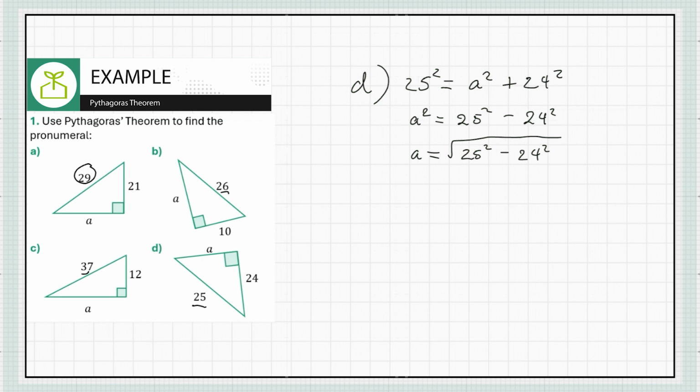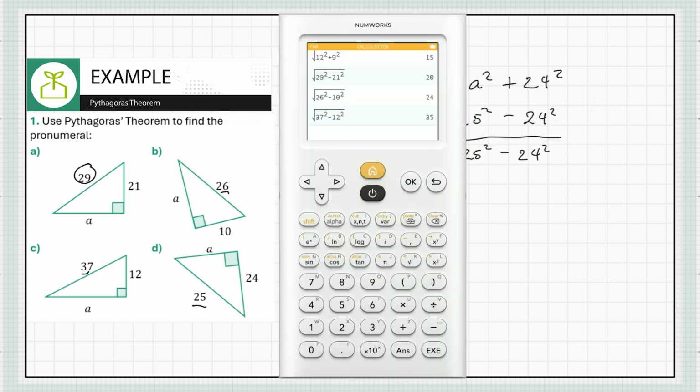Just remember, don't take away the two squares. What you need to do is solve this particular question first. So do 25 squared minus 24 squared and then take the square root of the answer if you're doing this by yourself without a calculator. Alright, we end up with 7.